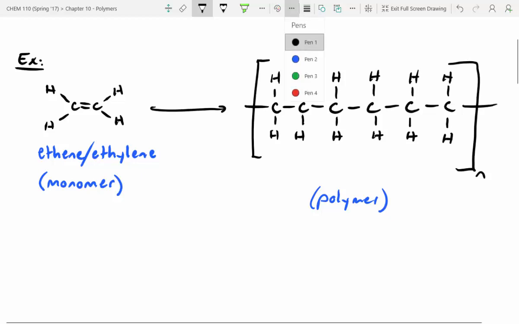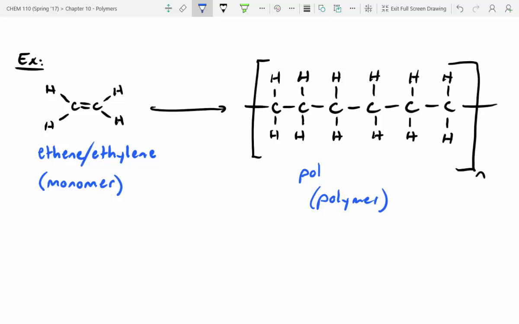Has anybody heard of polyethylene? Polyethylene is one of the most common plastics that you'll see on a day-to-day basis. So, like your Mountain Dew bottle right there is actually made up of polyethylene. Most plastics that are consumer-grade plastics are made up of polyethylene. So it's everywhere. It's used in a lot of applications.